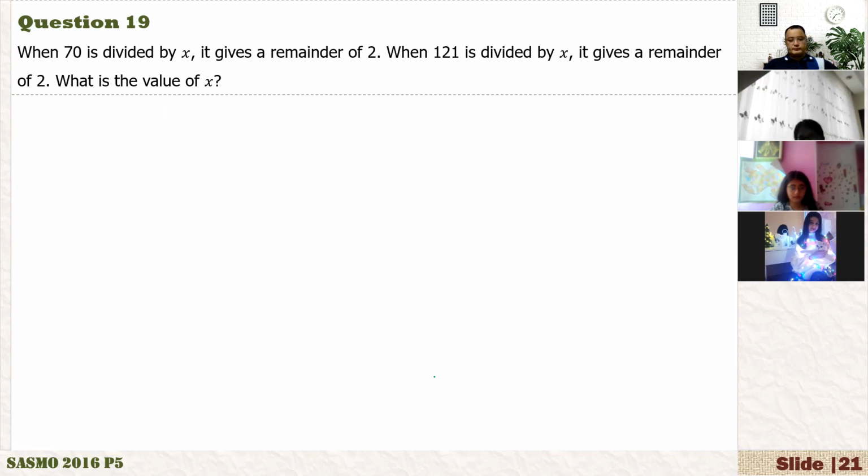When 70 is divided by x, it gives a remainder of 2. When 121 is divided by x, it gives a remainder of 2. What is the value of x? Also a very easy question. Girls, you have 2 minutes, okay? Time starts now.